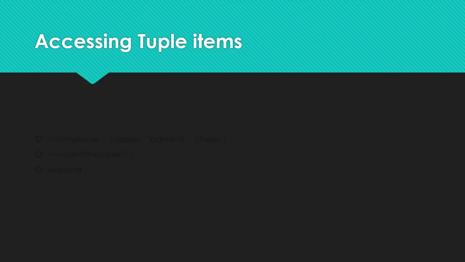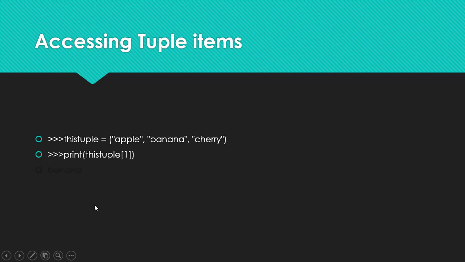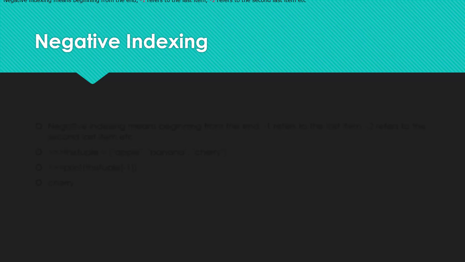Accessing tuple items. The accessing of the tuple items is similar to accessing the list items. We simply have to pass the index number inside square brackets. thistuple in the square brackets, if I am writing 1, banana would be printed. So accessing individual items is similar to accessing the elements of a list. We use the square brackets and index number.